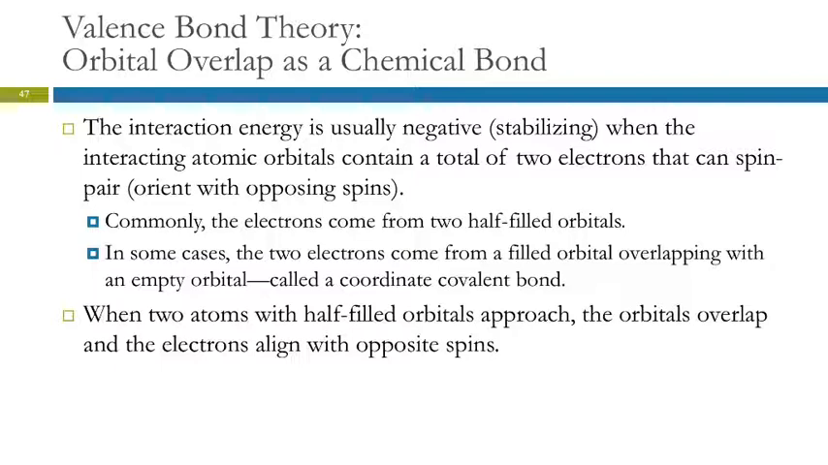When 2 orbitals containing 1 electron each overlap, if those electrons can spin pair, then we get a reduction in energy. So usually the electrons come from two half-filled orbitals. Sometimes you can have two electrons from one orbital and an empty orbital from the other atom. That's called a coordinate covalent bond, where one atom is donating both of the electrons for a bond. So valence bond theory, we're looking at two half-filled orbitals approaching, one from each atom. The orbitals overlap, and the electrons spin pair. That results in a lowering of energy.